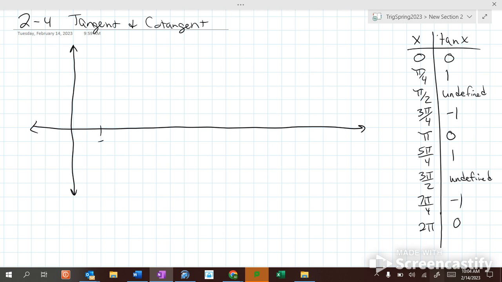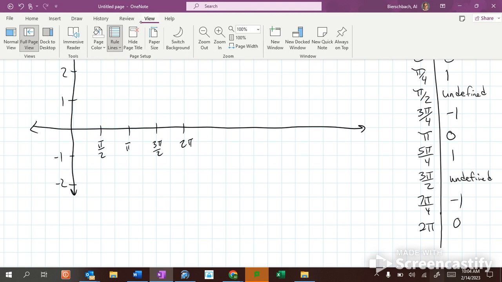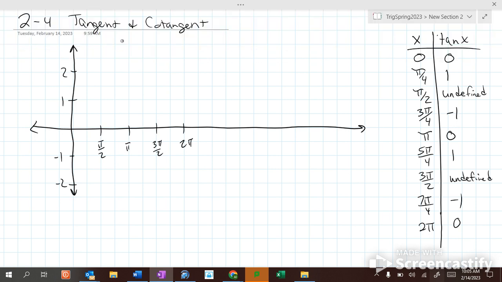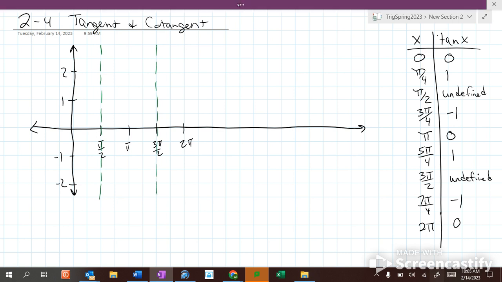Okay, so let's see what this will look like. So we'll go pi over 2, pi, 3 pi over 2, 2 pi, 1, 2, -1, -2. Okay, where are we undefined at? Pi over 2, so we're going to have an asymptote there. Where else? 3 pi over 2.